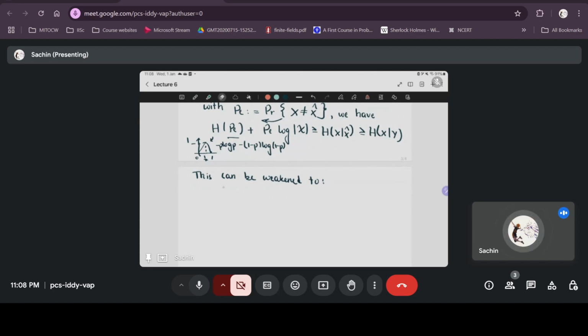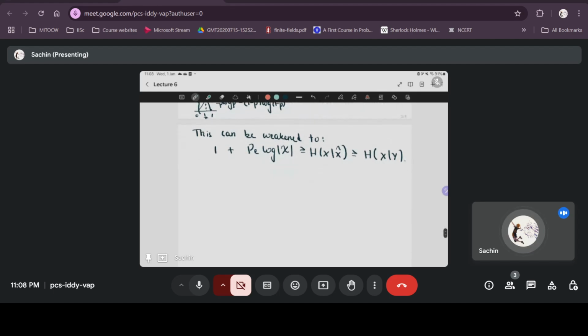So we can substitute 1 in place of h of p and write 1 plus p log cardinality of x is greater than or equal to h of x given x hat, which in turn is greater than or equal to h of x given y. That's a slightly weakened version. From that we can write P is greater than or equal to h of x given y minus 1 divided by log of cardinality of x. This is the bound that we wanted.